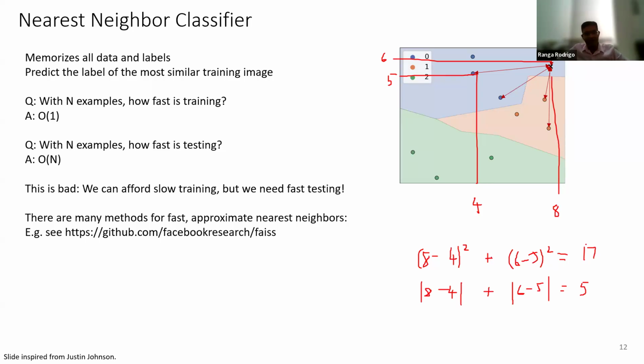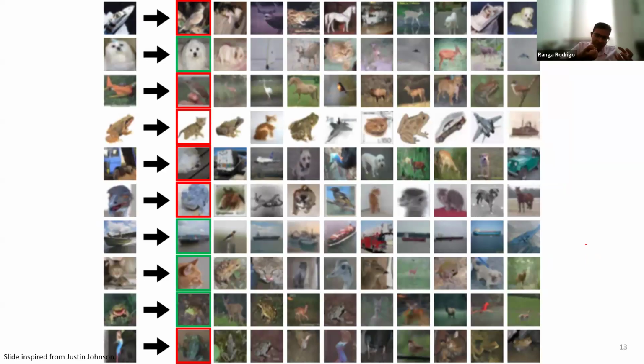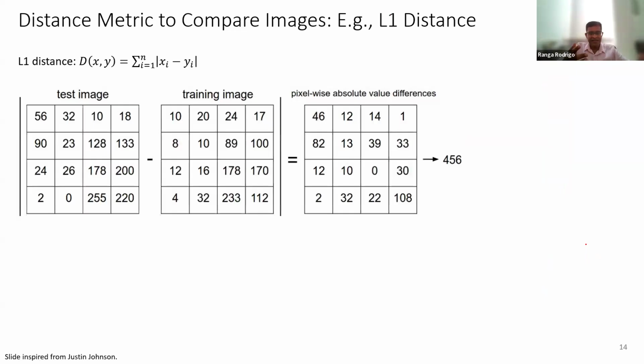So that's how you compute the distance. In this two-dimensional case, it's very easy to find the distance. But if you go for an image like that, how do you find the distance between two images? You can individually subtract the pixel values, like so. I have drawn 1, 2, 3, 4. These are 4 by 4 grayscale images. The test image is this, and the training image is also a 4 by 4 grayscale image.